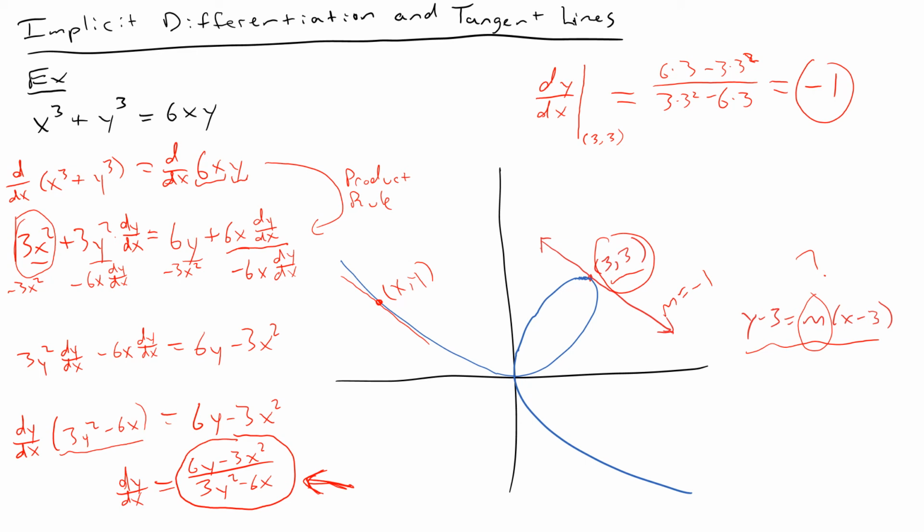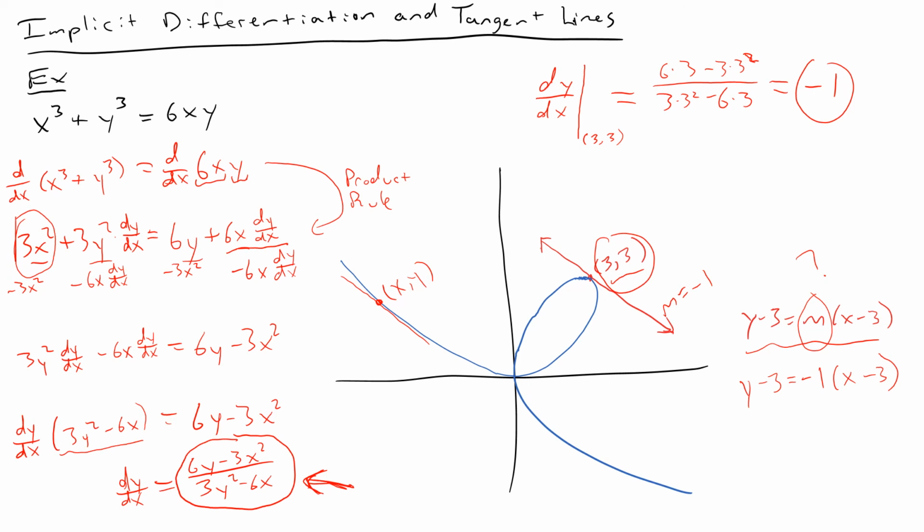Now that we know the slope and we know the point, we have all the pieces we need to write down the equation of this line. We already knew that we would have y minus 3 equals the slope times (x minus 3), but now that we know the slope, we can fill that in and write this equation. So this equation here is the equation of that tangent line we have drawn at the point (3, 3).